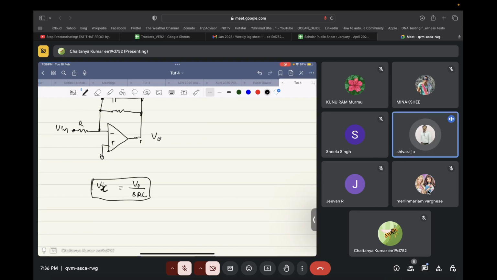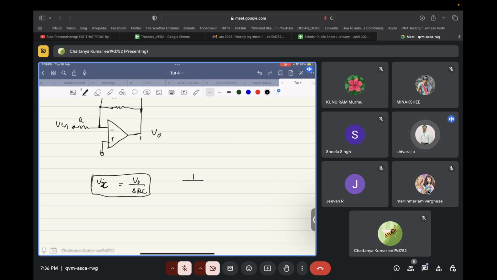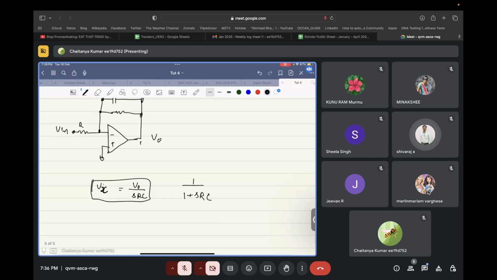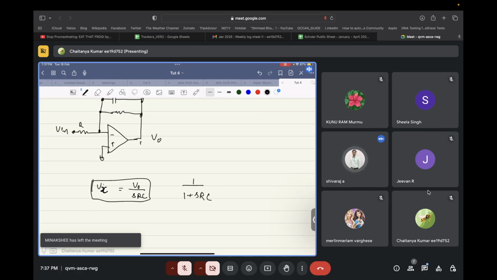Sir, RC circuit. RC low pass circuit. No, but in RC low pass circuit, I think it's 1 by 1 plus S RC, right? Yes, sir. So apart from that, 1 by SRC, how you can get? Think about some op-amp based circuit that you might have studied. Sir, integrator, op-amp integrator. Correct. Exactly.